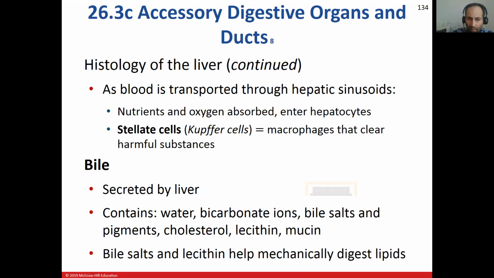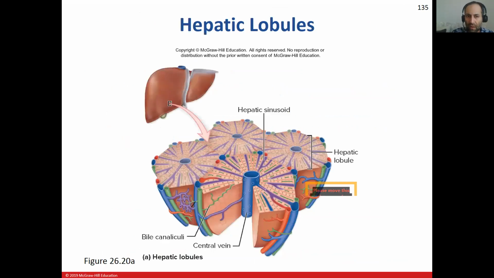So then what about bile? As we mentioned before, bile is this bitter green fluid which is secreted by the liver, and it's made up of all these substances. There's bicarbonate in there. It's an alkaline substance again. There's water, pigments, cholesterol, and mucus. And the bile salts and a substance called lecithin, they help you break down fats or lipids from the food that you have eaten, okay?